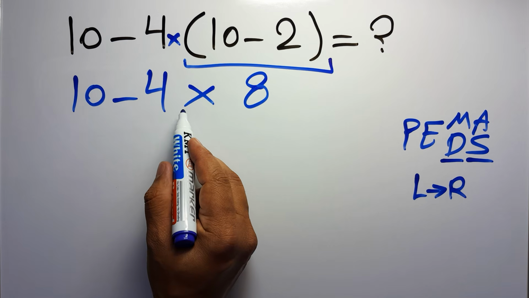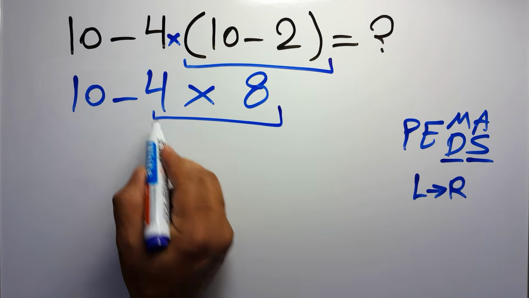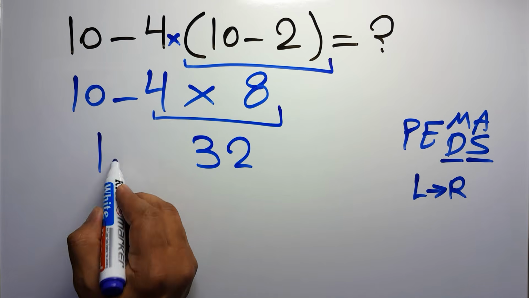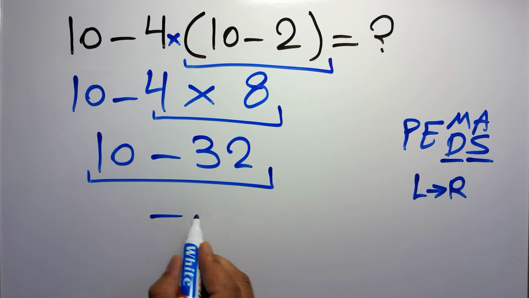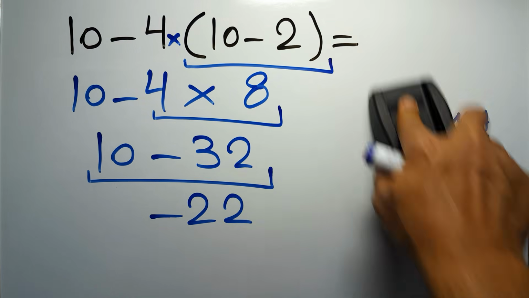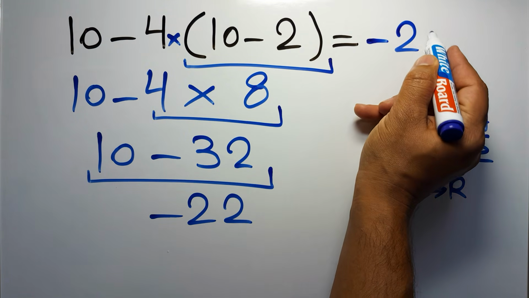So here, first we have to do this multiplication. 4 times 8 gives us 32. So we have 10 minus 32, which equals negative 22. And this is our final answer to this problem. The correct answer is negative 22.